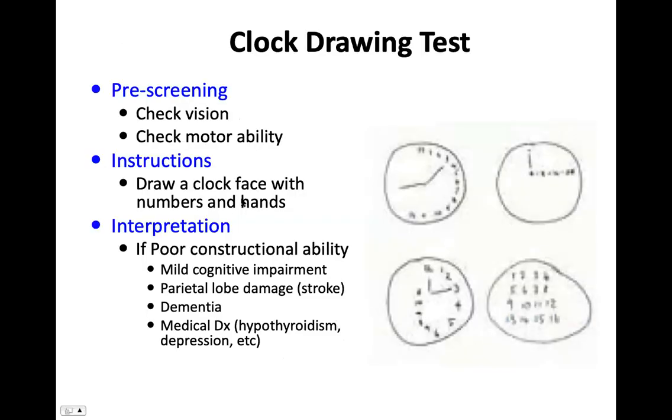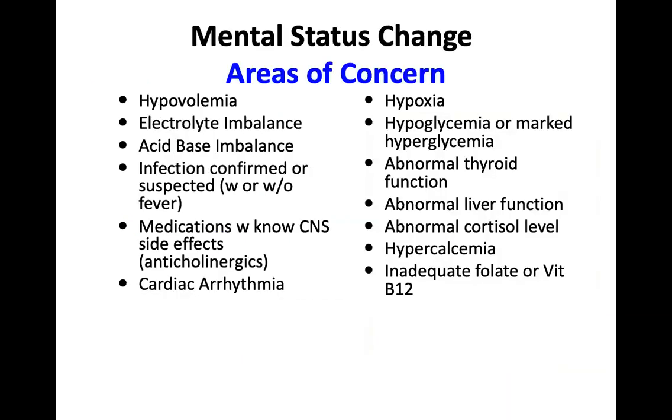The clock drawing test, remember that's a check of visuals. Make sure you know that they can see, but you want to see where they draw the clock. And if the construction is bad, you think about mild cognitive impairment, parietal lobe damage, which is stroke, dementia, or even sometimes depression and hypothyroidism. Again, those are just little tests to look at cognitive function.